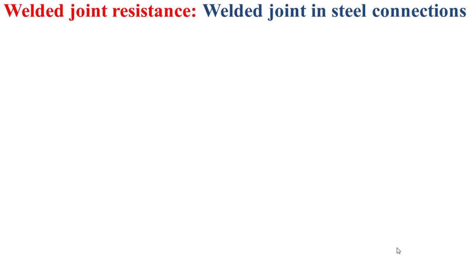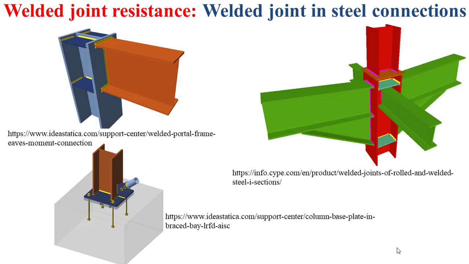First, it's to note that welded joints are widely used in various steel connections, as depicted by the pictures that you see now in this slide, where the welded joints are highlighted in yellow and pink colors.